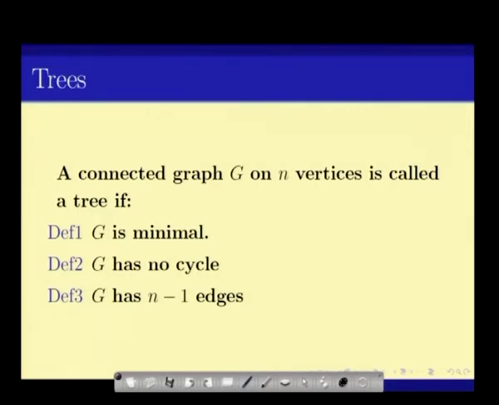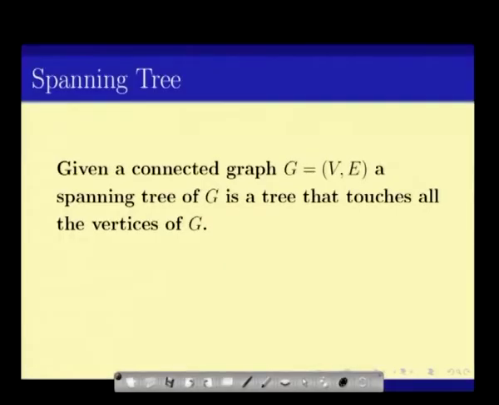So, in other words, what we are looking for is a minimal connected subgraph of this graph G, or in other words, we are looking for what is known as a spanning tree. So, given a connected graph G, a spanning tree is a subgraph of the graph which is a tree and touches all the vertices of G.